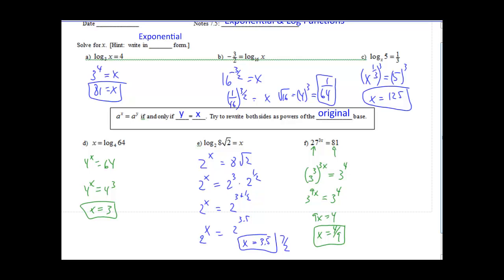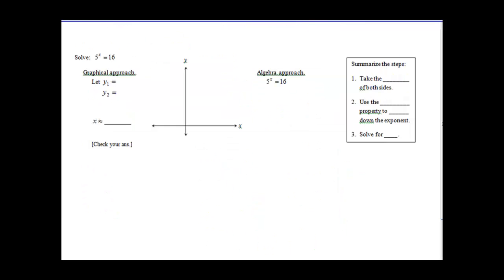And on F, 27 and 81, the only thing that they have in common is they are powers of 3. So let's change the bases to 3. This 27 is 3 to the 3rd raised to the 3x. And the 81 is just 3 to the 4th. Power to power, so this 3 times 3 gives you the 9x. So this is 3 to the 9x equals 3 to the 4th. Therefore, because these are equal, now we can say that the exponents are equal. So x equals 4/9.